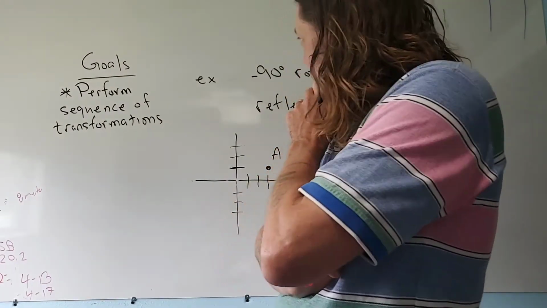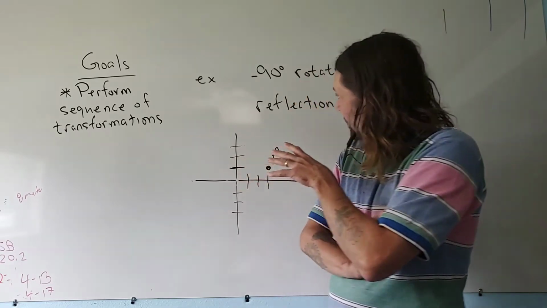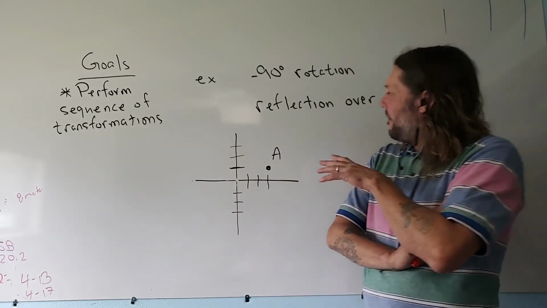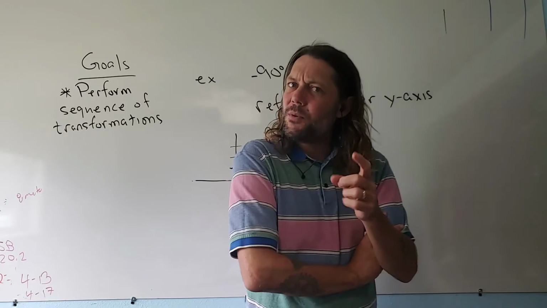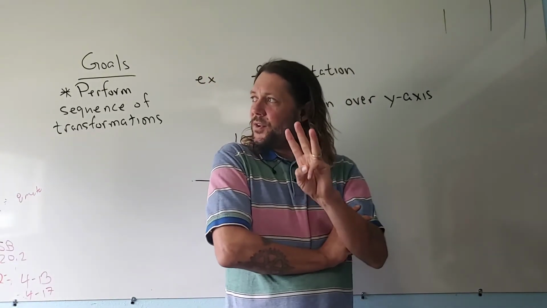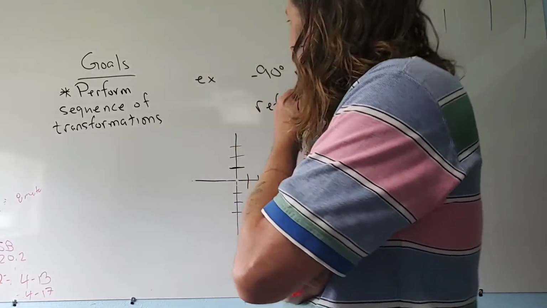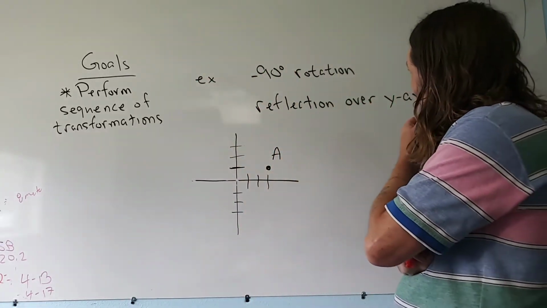So let's go ahead and jump into our lesson. Our goal is going to be to perform a sequence of transformations. I have an example on the board. Again, I'm going to work with 1 point. On your problems, you're working with triangles, so you're going to do this to 3 points. All right, so let's go ahead and start working our way through this.